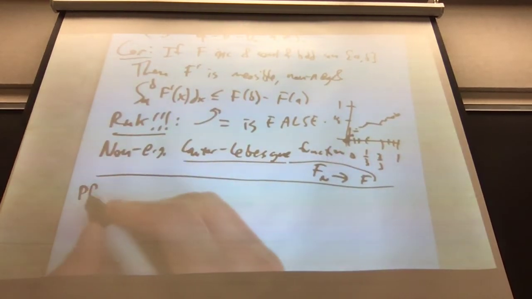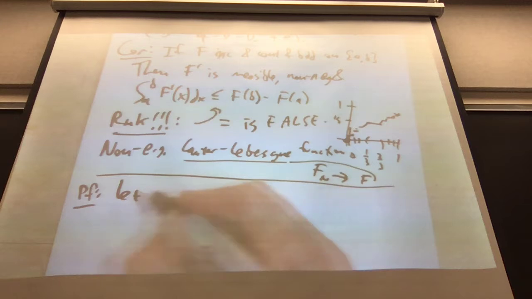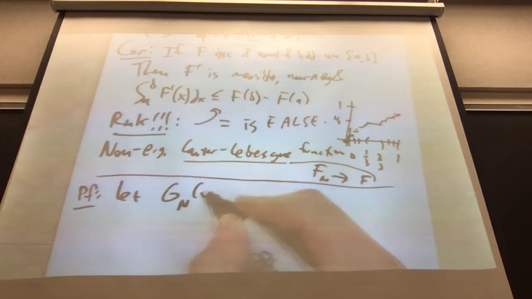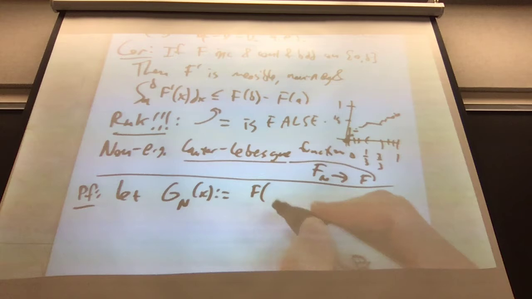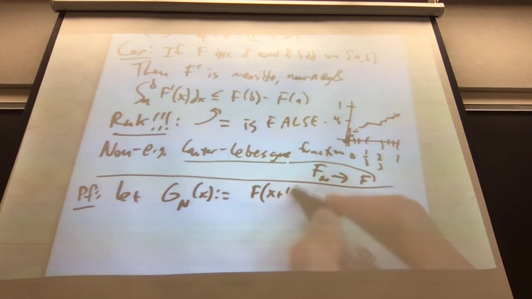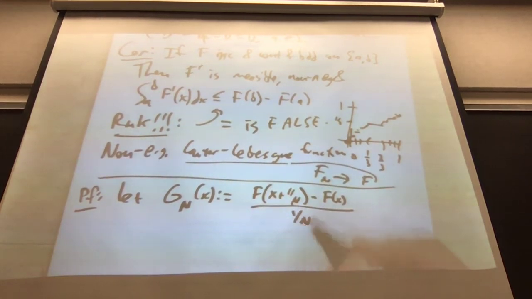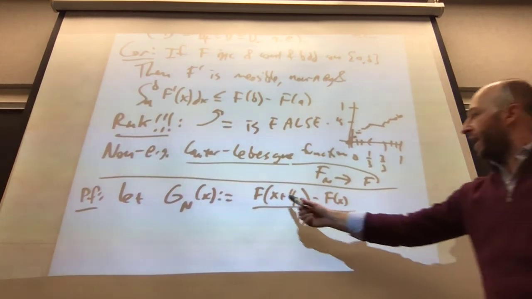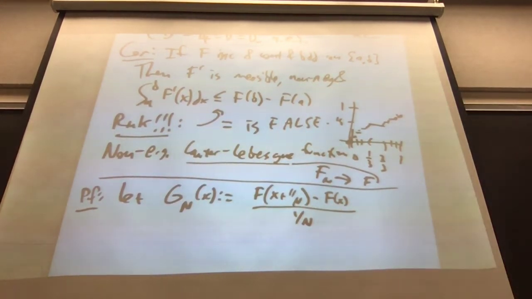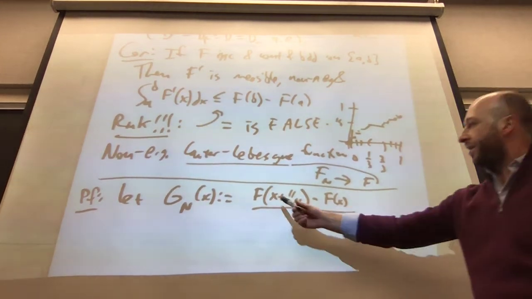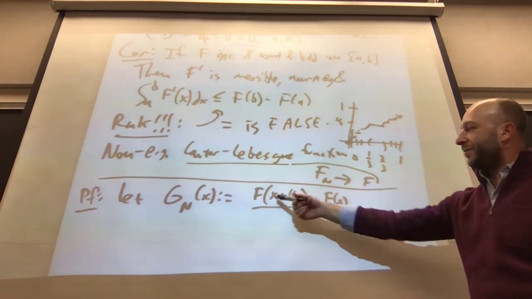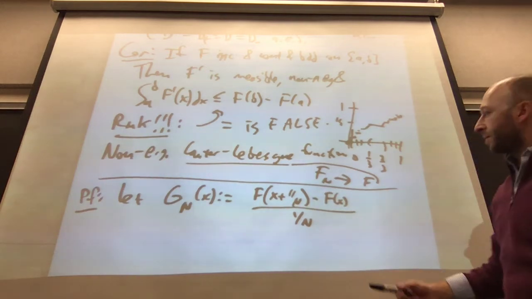Proof of the corollary. So let Gn of x be f of x plus 1 over n minus f of x, over 1 over n. For every fixed n, this is a measurable function. Is that 1 over x plus 1 over n? This is x plus 1 over n. Okay, thank you. I'm just using, instead of h, I'm using 1 over n. It just looks like prime n, like quotes.